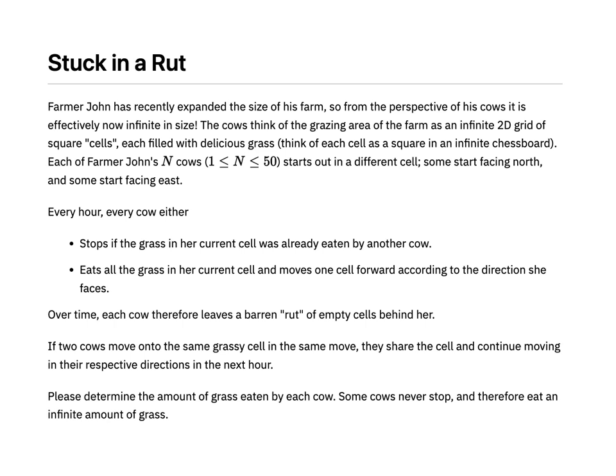Every hour, every cow either stops if the grass in her current cell has already been eaten by another cow, or eats all the grass in her current cell and moves one cell forward according to the direction she faces. Over time, each cow therefore leaves a barren rut of empty cells behind her. If two cows move onto the same grassy cell in the same move, they share the cell and continue moving in their respective directions in the next hour. Please determine the amount of grass eaten by each cow. Some cows never stop and therefore eat an infinite amount of grass.